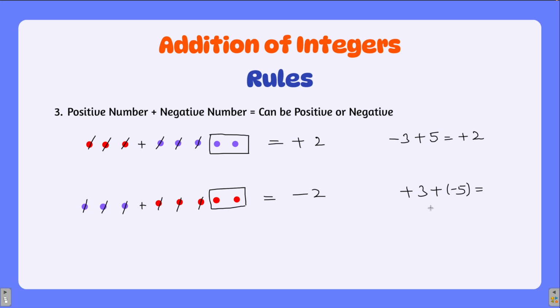That means we are left with -2. So that means +3 plus -5 will give you -2. Look carefully: in the first example and the second example, the number is the same but the sign is changed. So every time if we get large numbers, we are not going to draw the balls like these. So how exactly are we going to solve these questions?